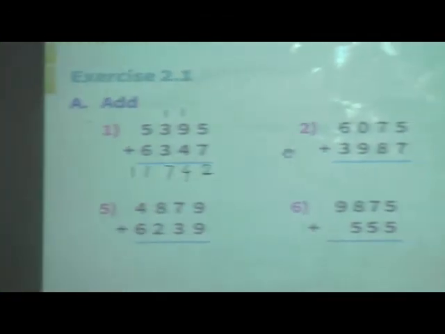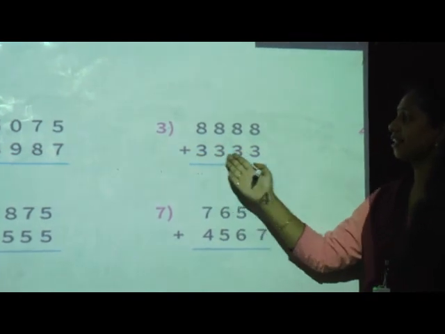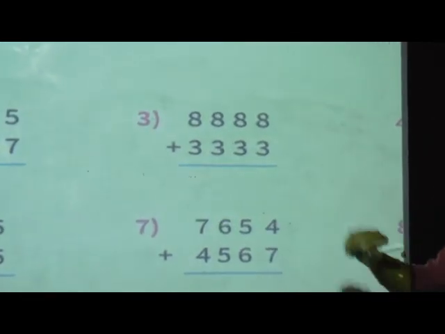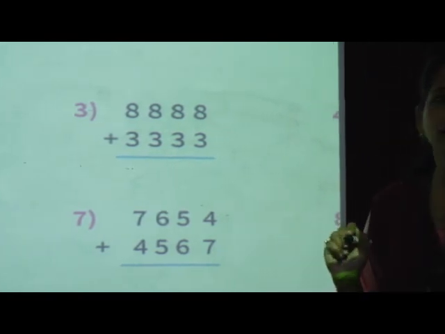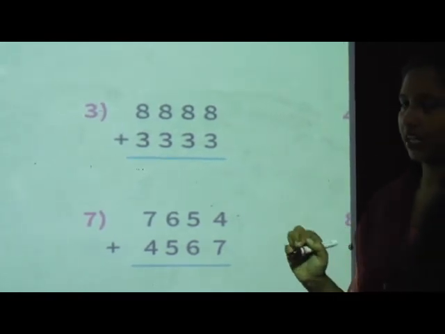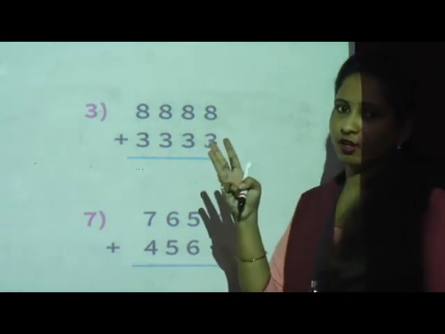What is the third one? 8,888 plus 3,333. Now 8 plus 3. Tell me 8 plus 3. What will you do? Addition. 8, after that you count 3. 8 keep in your mind, 3 on fingers.